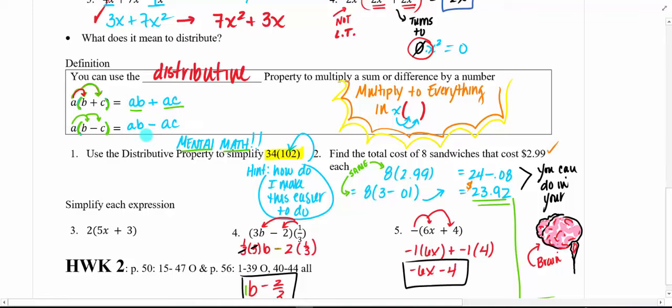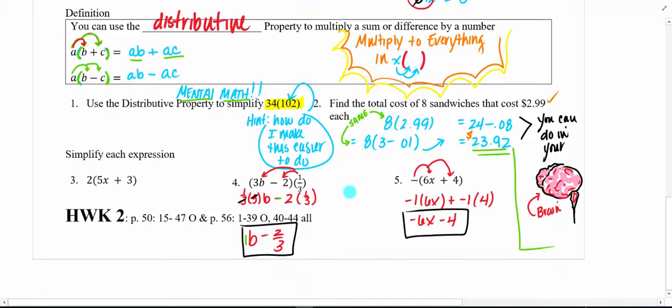So what does that look like? Well, let's do one. We're going to jump around here. We'll come back to question 1 here. Let's do number 3 because that directly applies to the distributive property. And then I'll show you what it's good for.